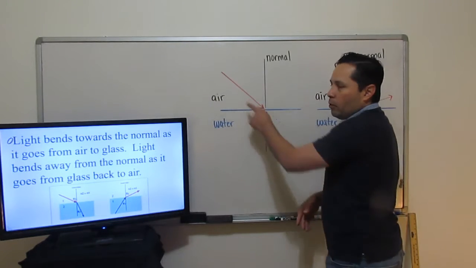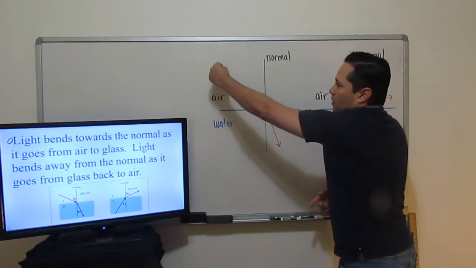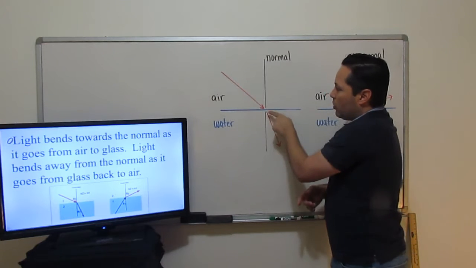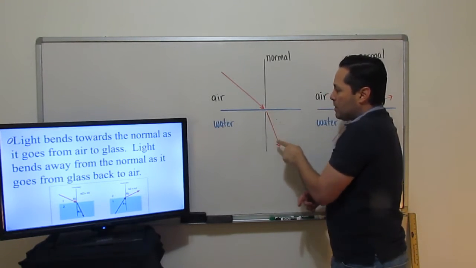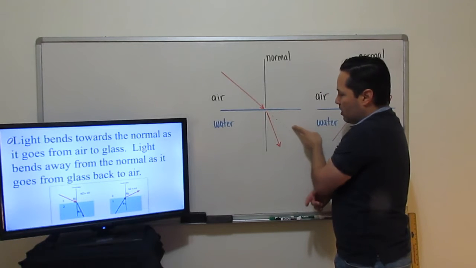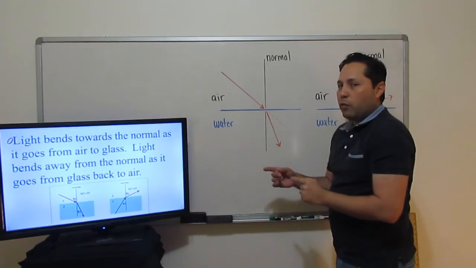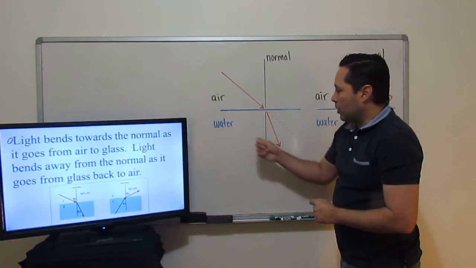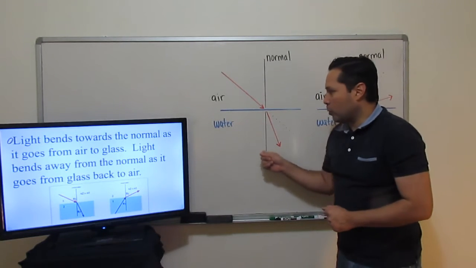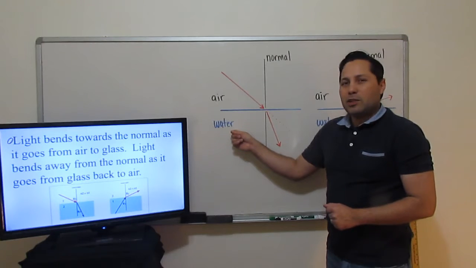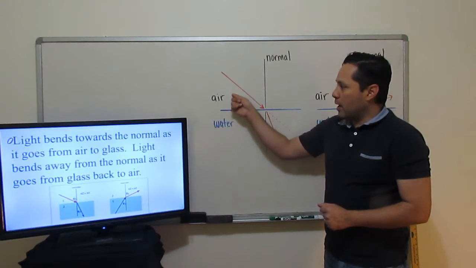Here, my red arrow represents light, and this light will go from the air into the water, and what happens then is rather than continue a straight path, it's going to bend. For air going to water, it's going to bend towards the normal. And the reason why it bends towards the normal is because water slows down light more than air.